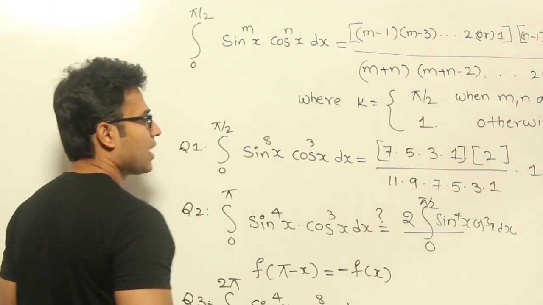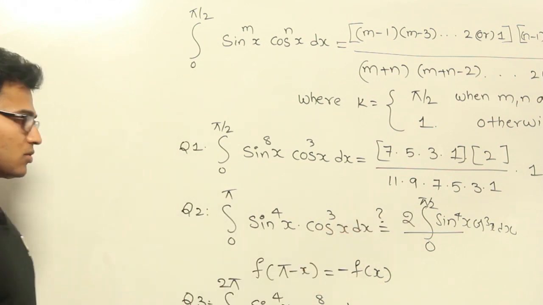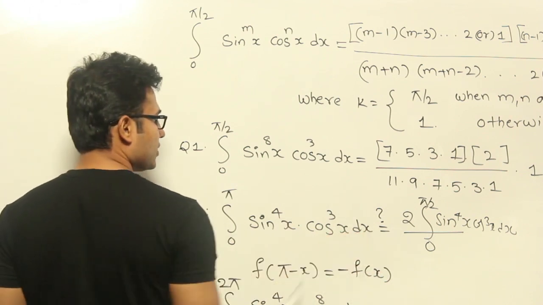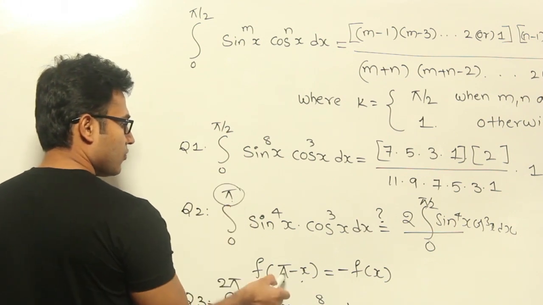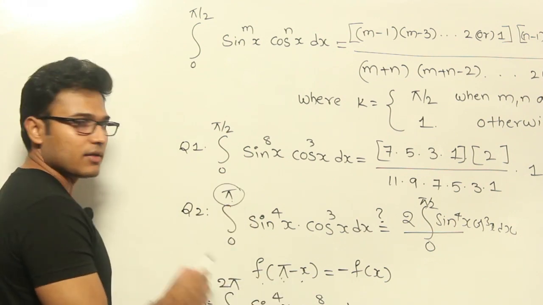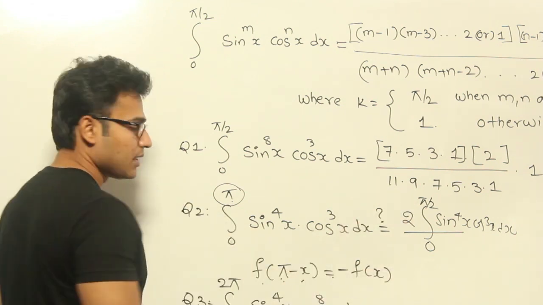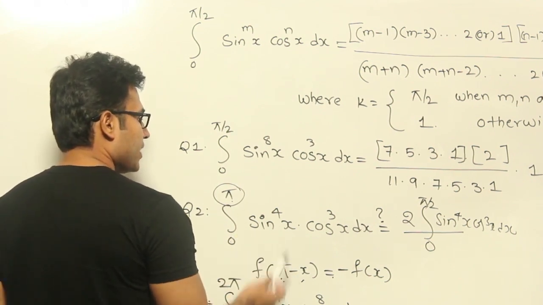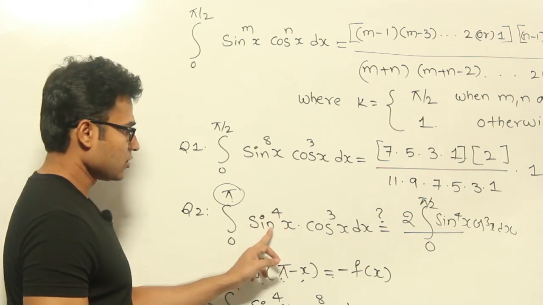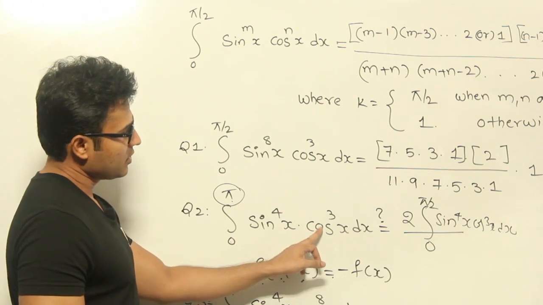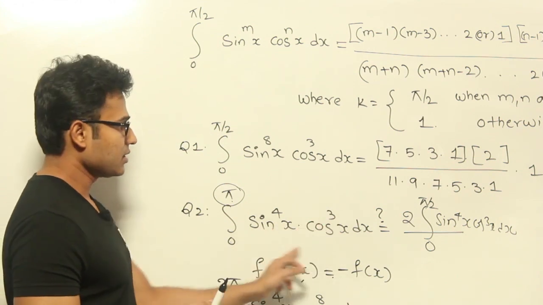But before that, I should be sure that the function is even. So how to be sure? You can write it this way only when f of pi minus x equals f of x; in general, for the integral 0 to 2a, f of 2a minus x should be equal to f of x. Now if you try to find f of pi minus x, here you are going to get sin power 4 of pi minus x, which is going to be sin power 4x only, and cos power 3 of pi minus x, which is going to be minus cos x whole power 3, which means this entire thing is going to be minus f of x.